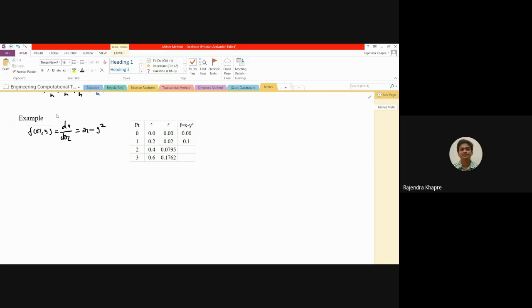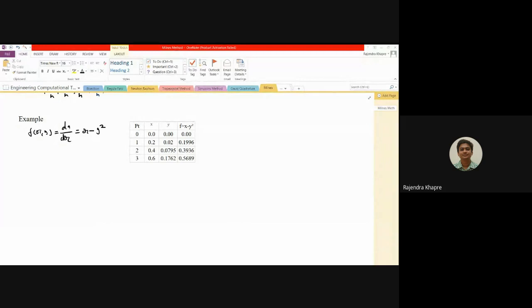How much is that? 0.1996. Good. Then this will be f2. So this will be x2 minus y2 square, that is 0.4 minus 0.0795 square. How much is that? 0.3936. Please maintain 4 digits. Then this will be f3. So this will be 0.6 minus 0.1762 square, 0.5689. So you have found out the values of f0, f1, f2 and f3.